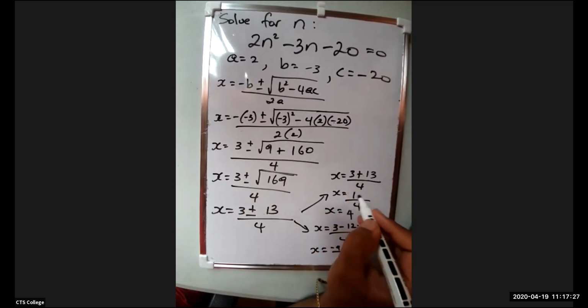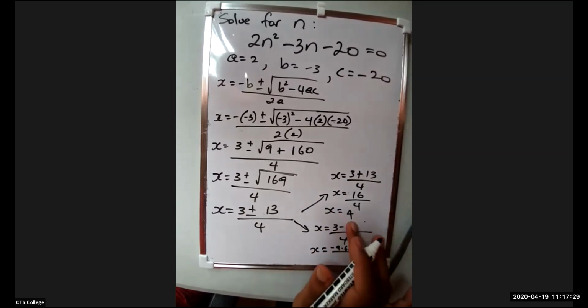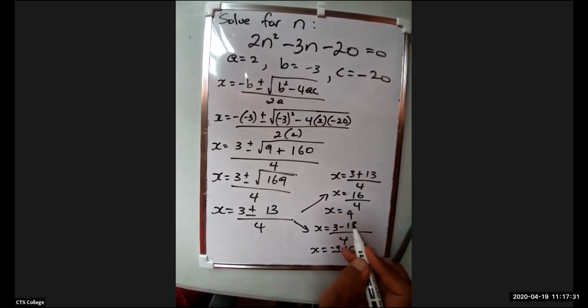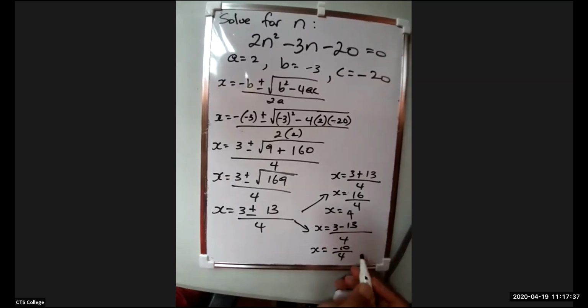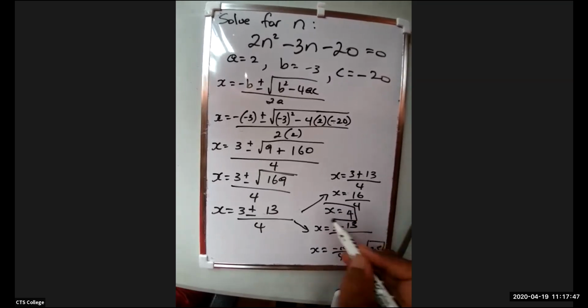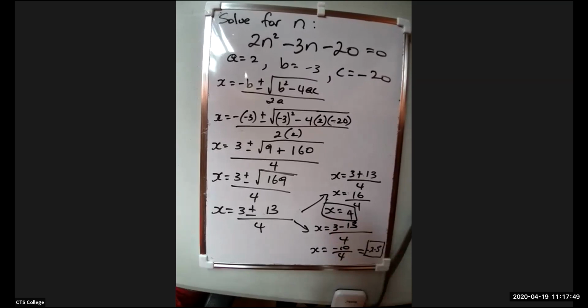So this will be 16. Right, so this will give us negative 10 over 4. So negative 10 over 4 will be negative 2.5. So these are the values for x. X is 4 and x is negative 2.5. Any questions there?